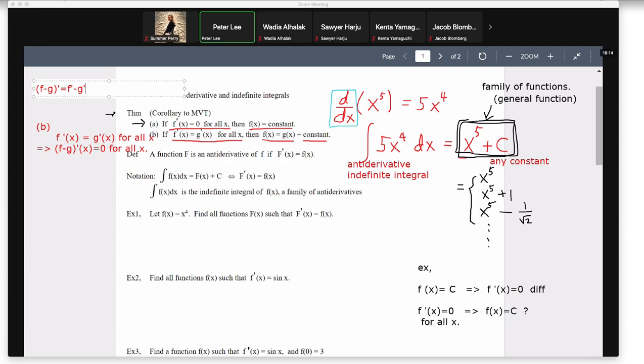And then once we have a function whose derivative is 0 all the time, what can we conclude? Now what? Use part A. By part A, we can now conclude that f of x minus g of x is actually equal to a constant. And so anyway, on the left part here, that is actually a proof of part B.